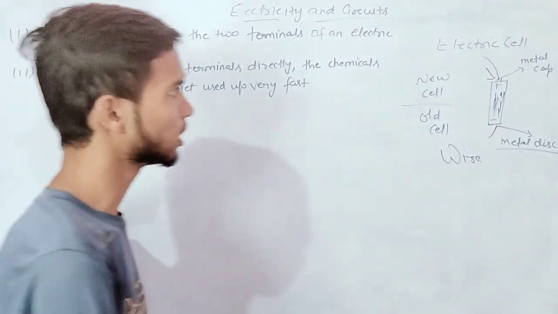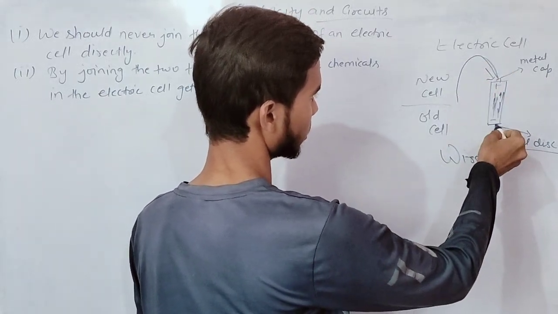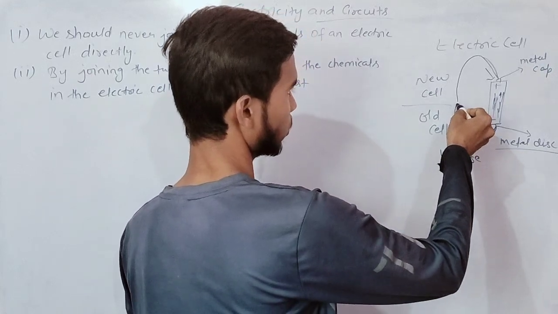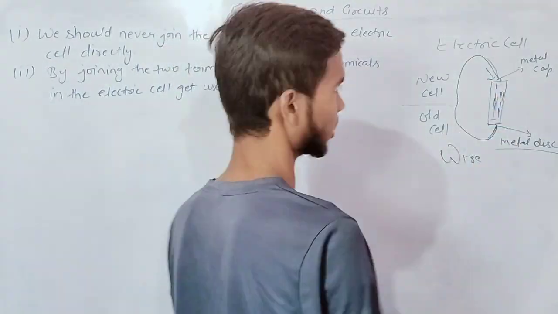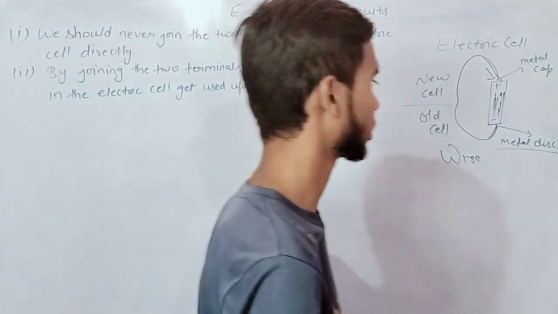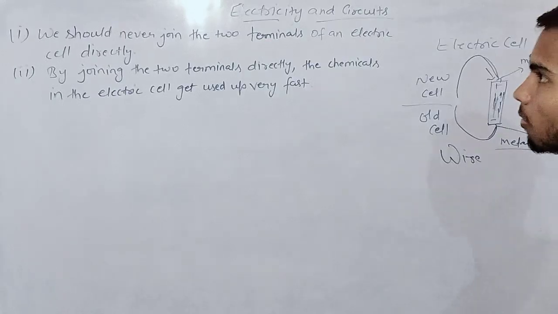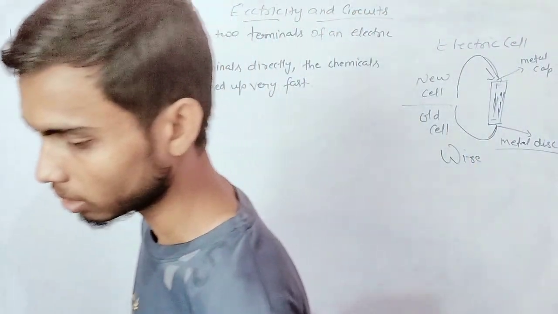Two terminals. What is it saying? This is one terminal and this is the second terminal. You don't have to join these two terminals like that. Never. You don't do this. Clear? This is what the first statement is saying. You don't have to join both the terminals of an electric cell ever.